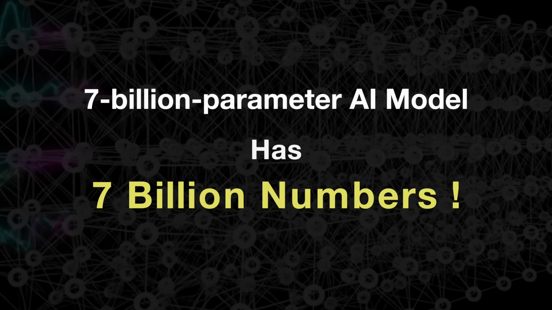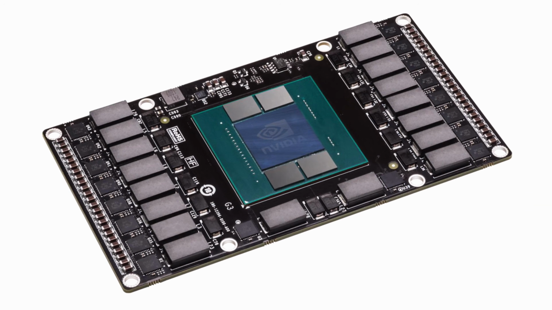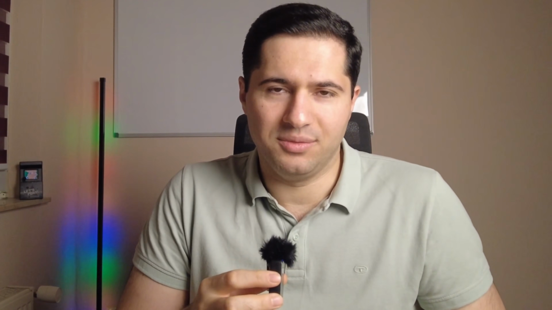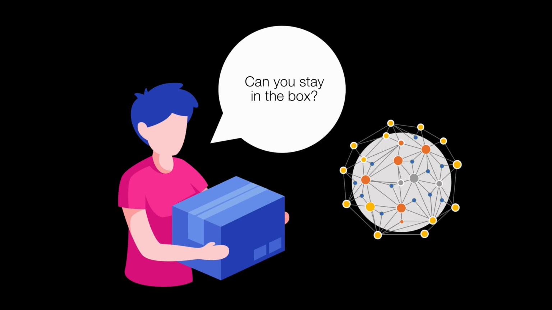A 7 billion parameter AI model has around 7 billion learned numbers. So when people say the model runs on a GPU, where does it actually live? Is it inside the GPU cores, inside the tensor cores, inside the cache? Well, not exactly. The wrong image is that the model is sitting inside the chip like software inside a box. But that's not how it works.